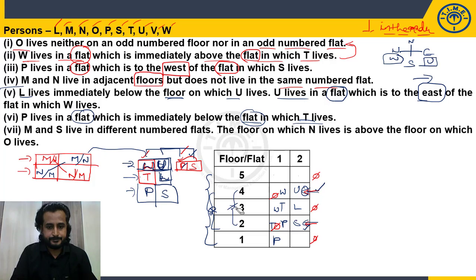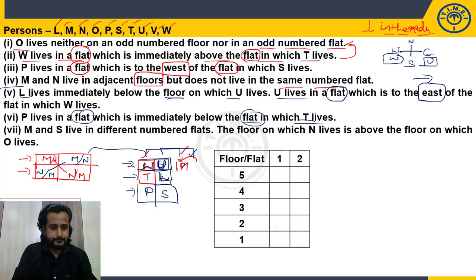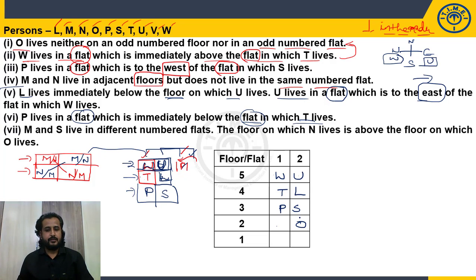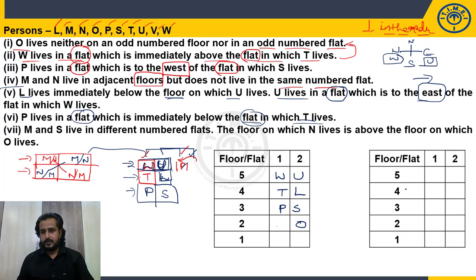So let us combine it. What we get? First case, W, U, T, L, P, S. Now O is here. What is the other case? W, U, T, L, P, S, and now it is O. So these are the 2 possibilities, right? Any confusion? No.